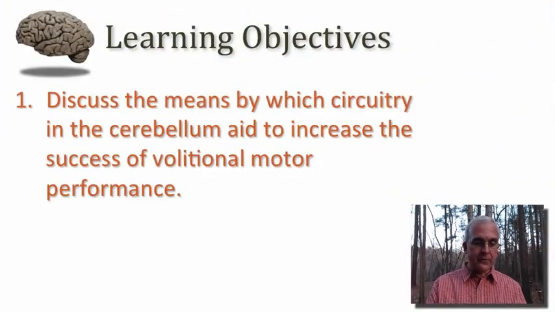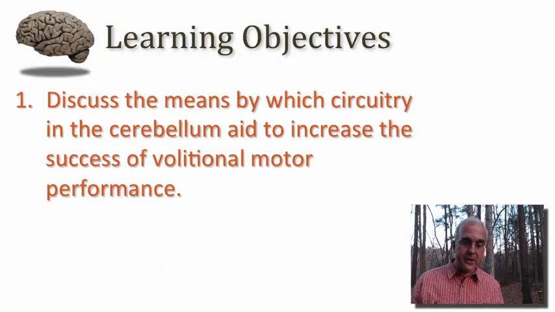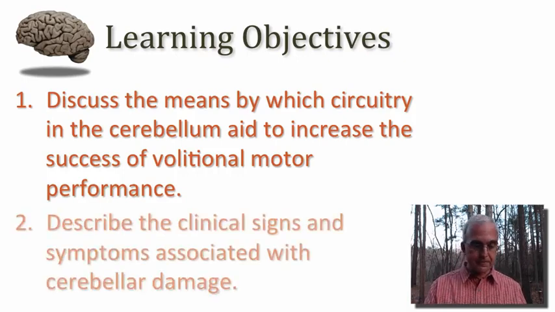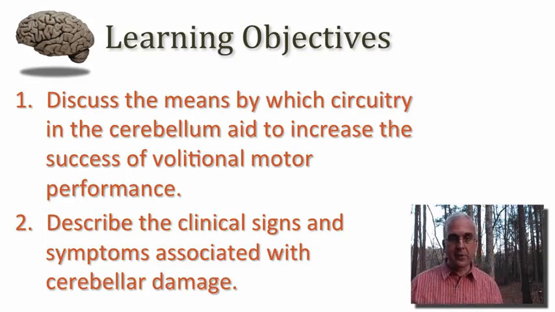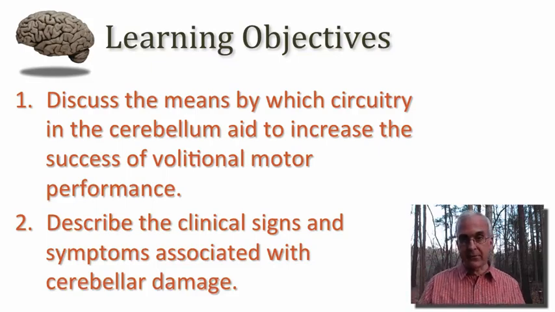So my learning objectives are that you would discuss the means by which circuitry in the cerebellum aids to increase the success of volitional motor performance. And I want you to be able to describe the clinical signs and symptoms associated with cerebellar damage.